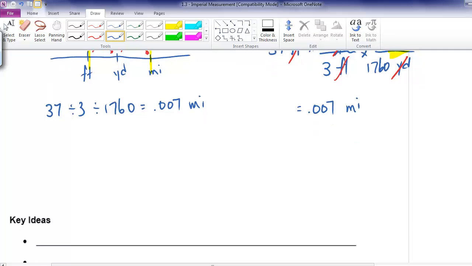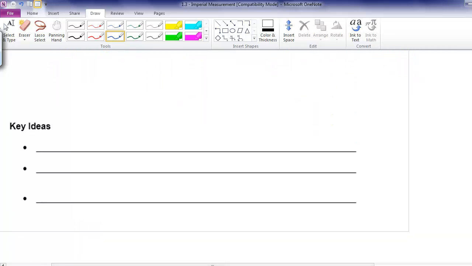So notice that the conversion is just like the metric system, except it's not as nice because we have those not nice numbers. Okay, key ideas. I want you guys to put your key ideas down. Come up with 3 or 4 or 2 or whatever, and look back at your notes for the metric system and see if they are the same. And we'll take these up in class first thing.